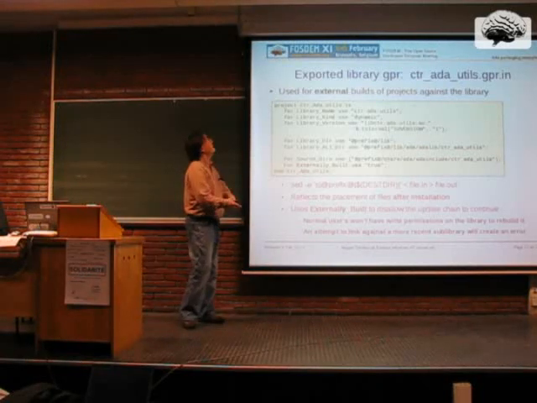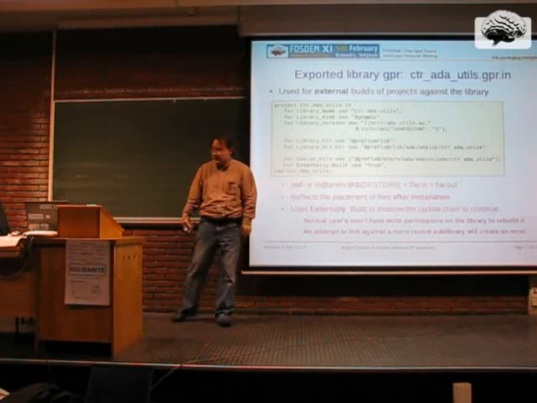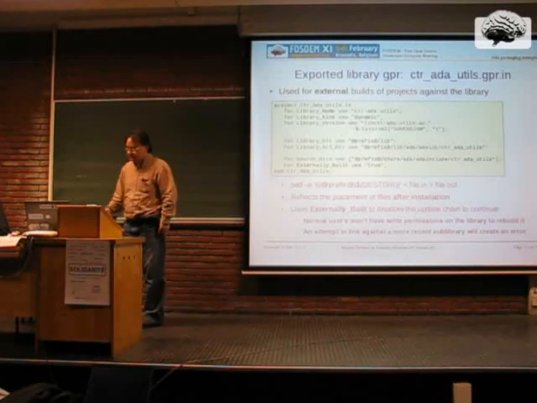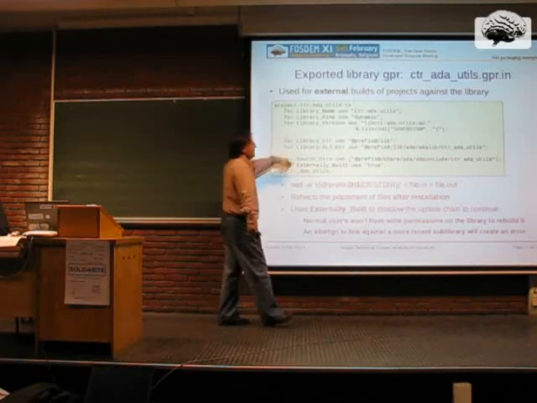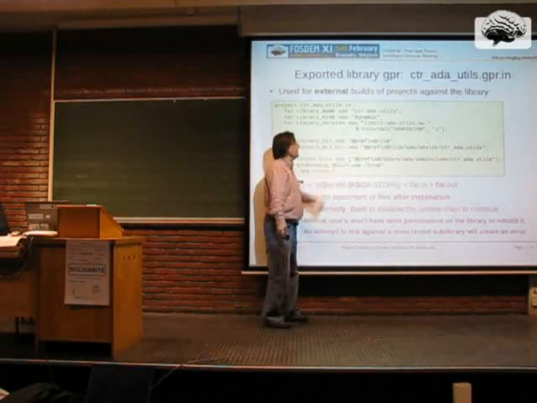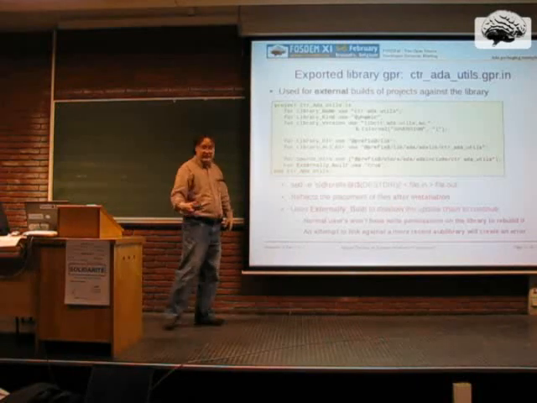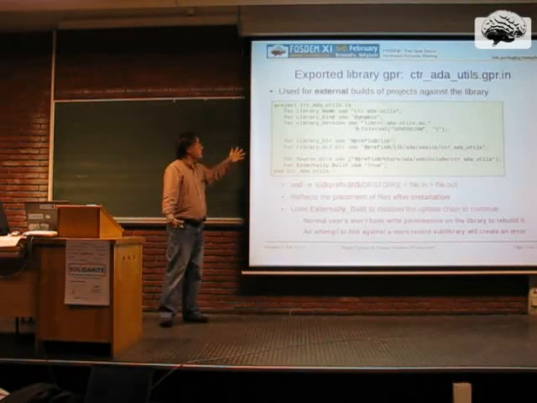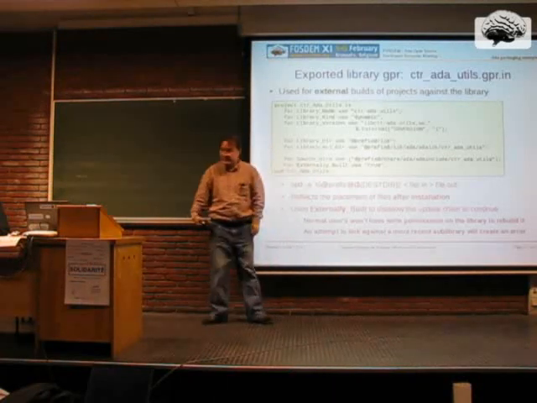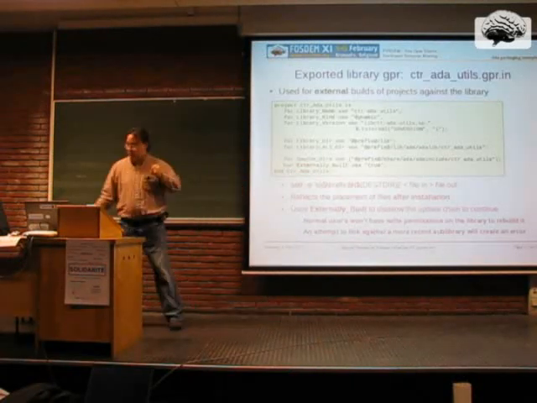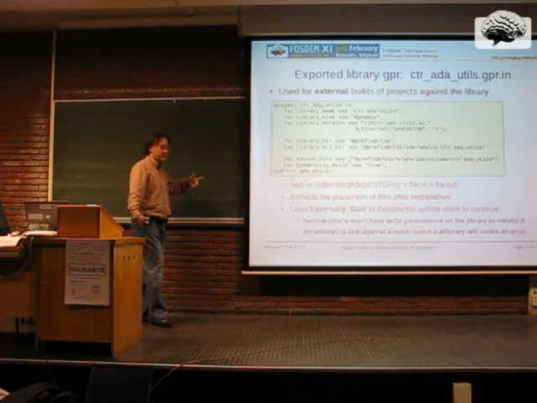We need another GPR file, which is the one that will be installed once the library is installed. It is generic in the sense that we don't know where we will install it, so we put a prefix. And it doesn't have the object dir because we're not going to use it. It is important that it has Externally_Built. This is used to prevent the user from automatically rebuilding the library.